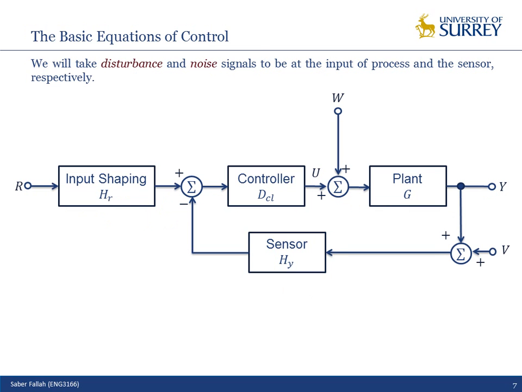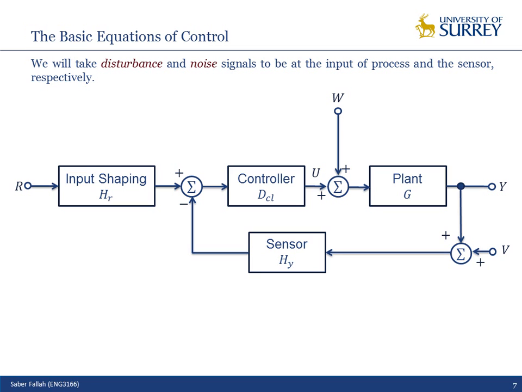To mathematically model this system, I put the disturbance input as a summation to the control input, and the disturbance or noise V as a summation to the input of the sensor. Mathematically we can deal with this one. Okay, in this block diagram, how many inputs do I have? Three, which are the reference input, the disturbance input W, and the sensor noise input V.